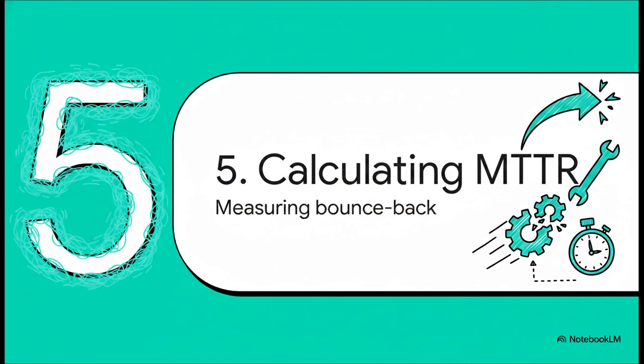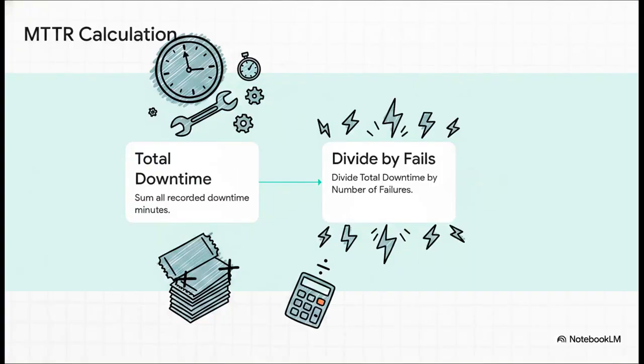Okay, section 5, calculating recovery, or MTTR. This is all about measuring our bounce back. The formula for mean time to repair requires us to simply divide our total downtime by the number of incidents. It's really just straightforward averaging. We basically just want to know, on average, how long does a typical repair ticket stay open?